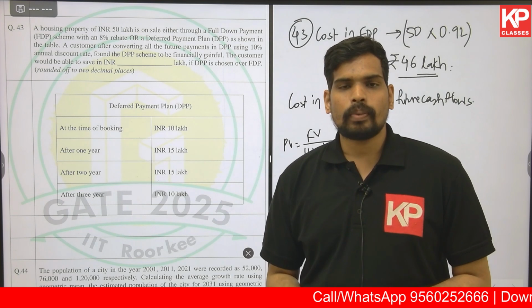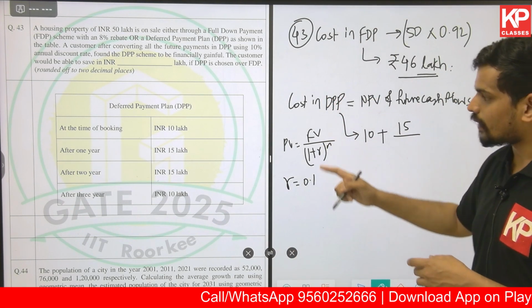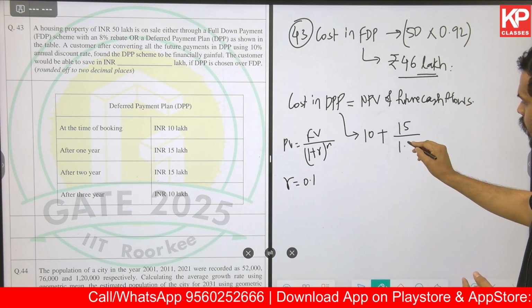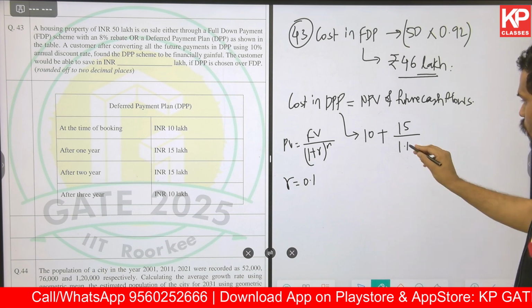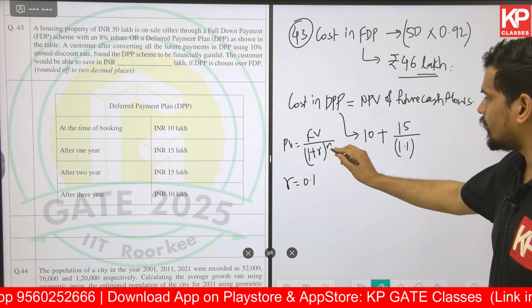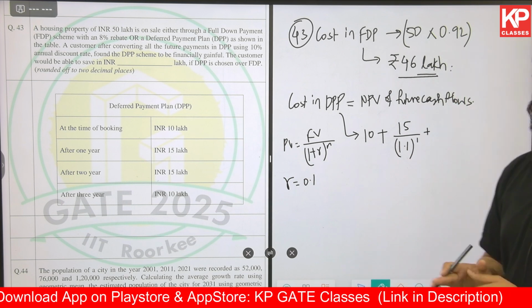After 1 year, you're going to pay a 15 lakh installment. So that's the future value. 15 lakh is a future amount divided by 1 plus r, 1 plus 0.1, that is 1.1 raised to the power of n. How many years after which you're paying this 15 lakh? N is 1 year, right? So that's how you discount a future value into present value.